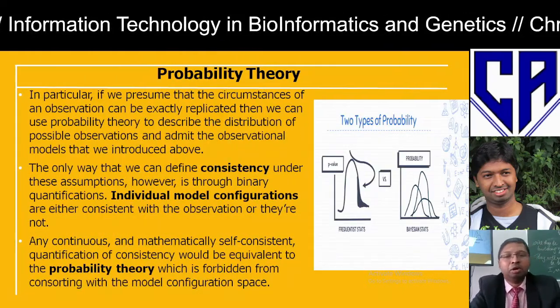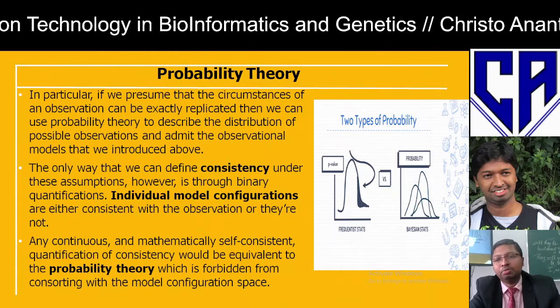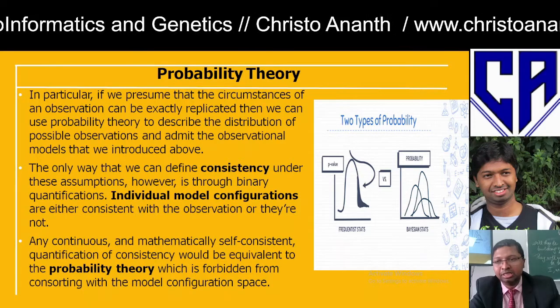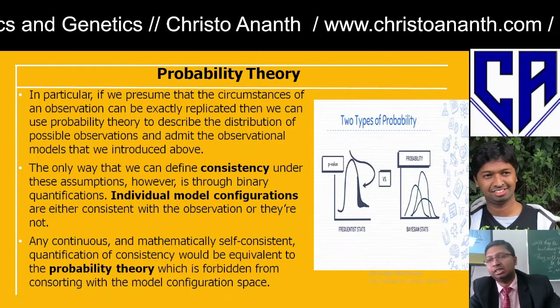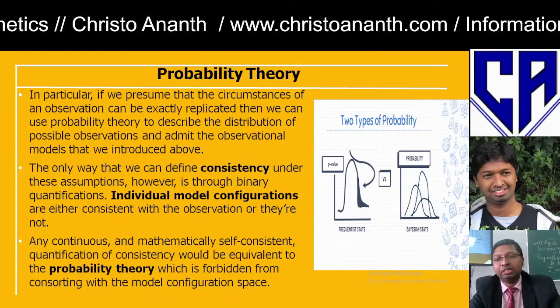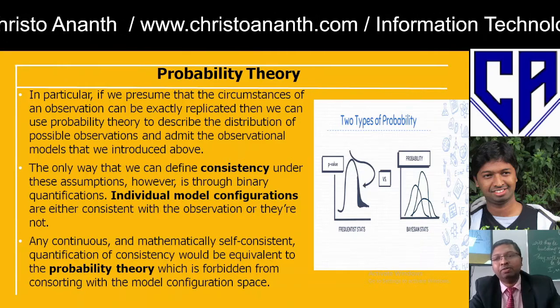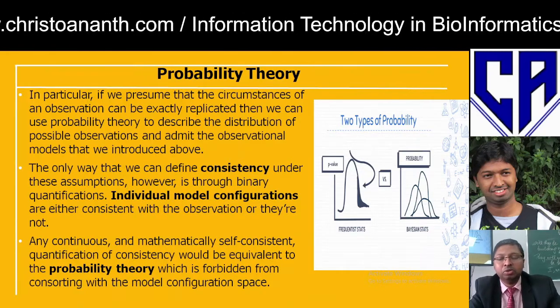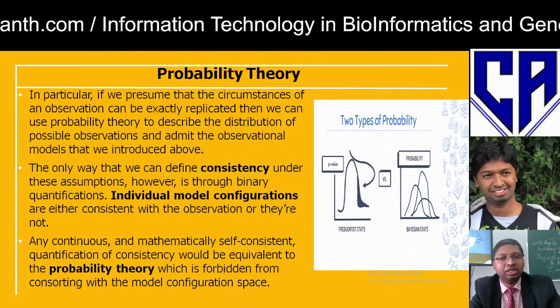So we have probability theory. We will have two types of probability: the frequentist stats as well as Bayesian stats. In the case of frequentist stats, we will have the p-value, and in the case of Bayesian stats, we will have the probability. So we can define the consistency with these models.